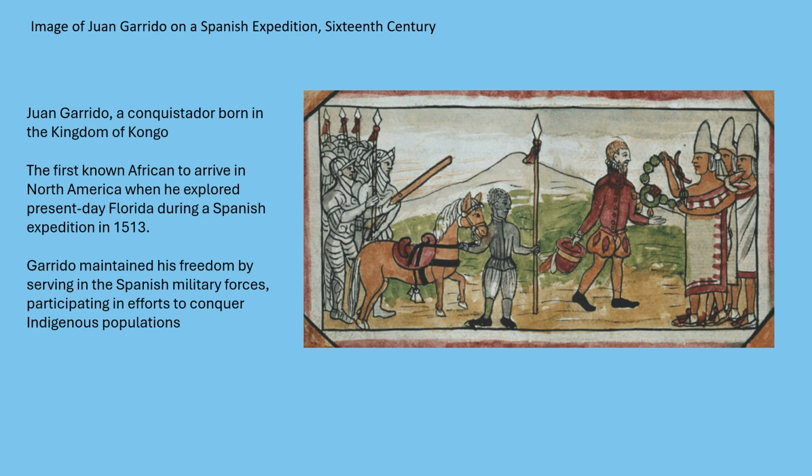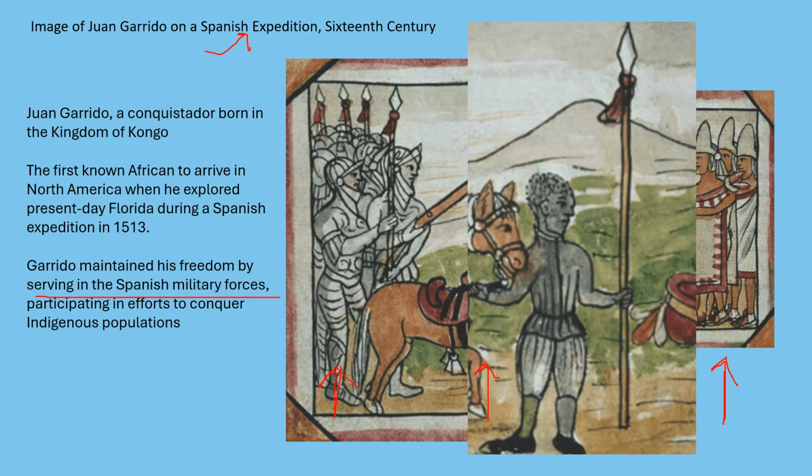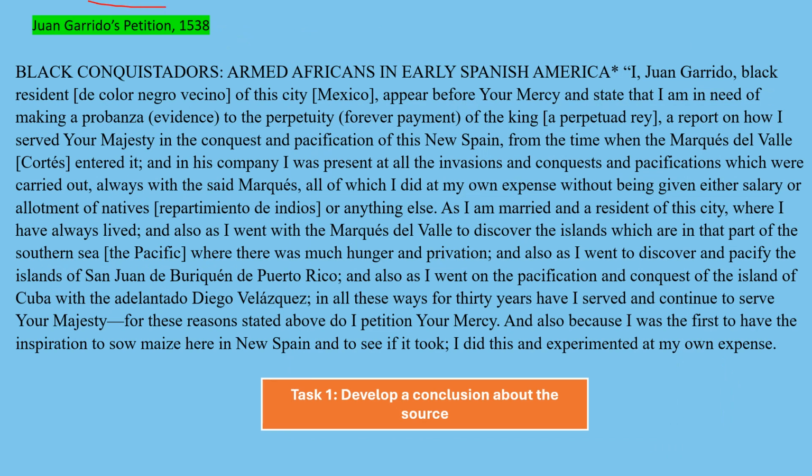So we're going to first start out with this individual, Juan Garrido, who is a Spanish expeditionary, and he's coming along with the conquistadors. And in this image here, you want to analyze it, and we see him here. We see the conquistadors here, and then the indigenous people. And that's what seems to be going on here. It says that he maintained his freedom by serving in the Spanish military forces, and he participated in efforts of conquest. This is in the 1500s. Here we see these conquistadors. Here we see him. And then when we get to the next slide, this is a petition to the king.